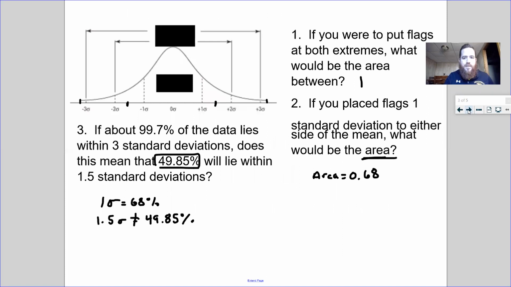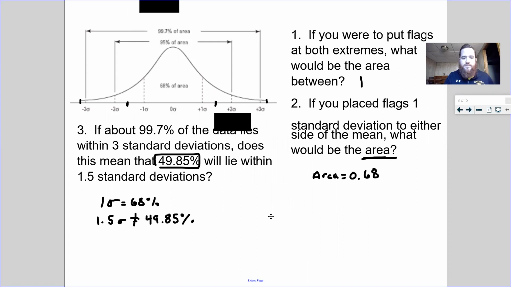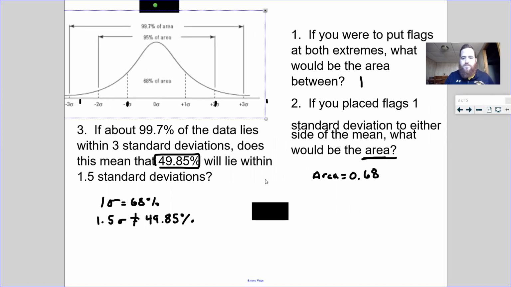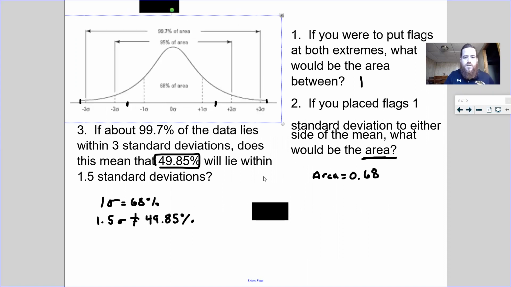So if we have this normal distribution, you can see here, 68% is from here to here, 1 standard deviation on either side of the mean, which is 0 standard deviations away. And then 2 standard deviations away on either side, so from here to here, that's 95% of the area. And then 3 away from here to here is 99.7%. So that's the big takeaway from that section there.